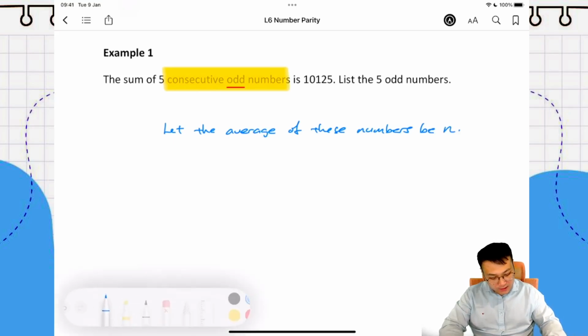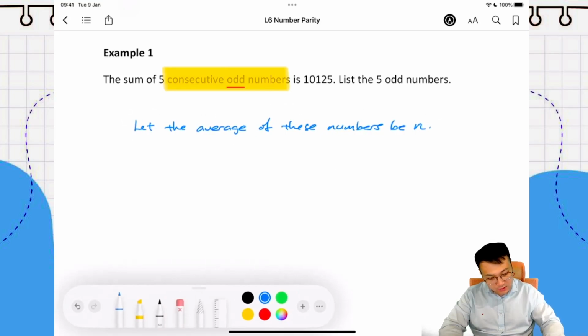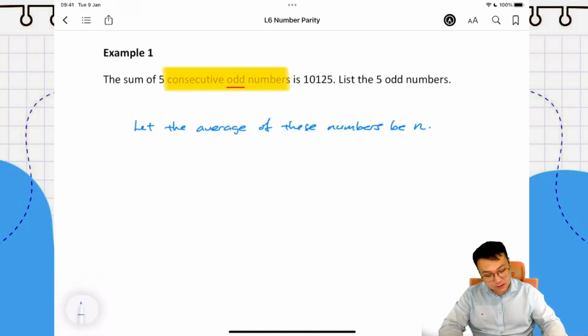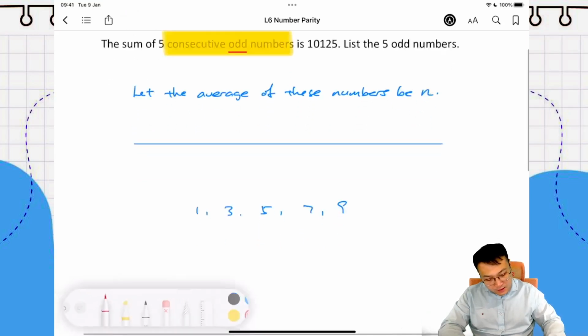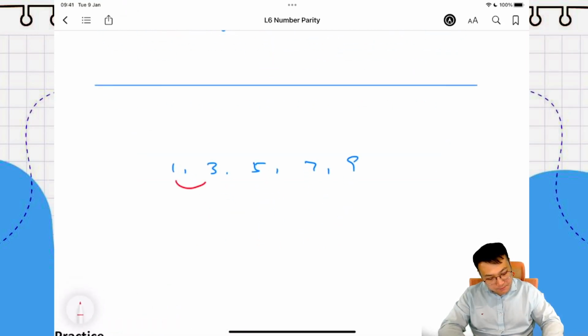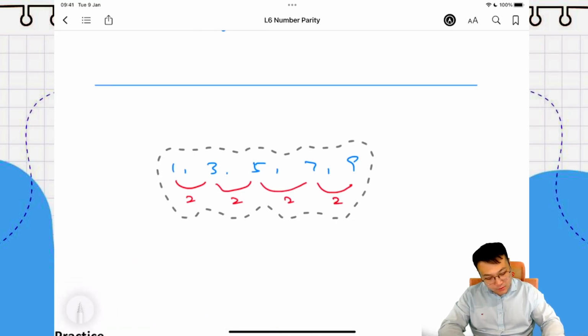And we already know that they are consecutive numbers. Therefore, the average is the number in the middle. And if you would like odd numbers, for example, 1, 3, 5, 7, 9, do you notice that the gap between them is plus 2, plus 2, plus 2, plus 2? The gap between the numbers is 2. Okay? So what we're going to do is this.